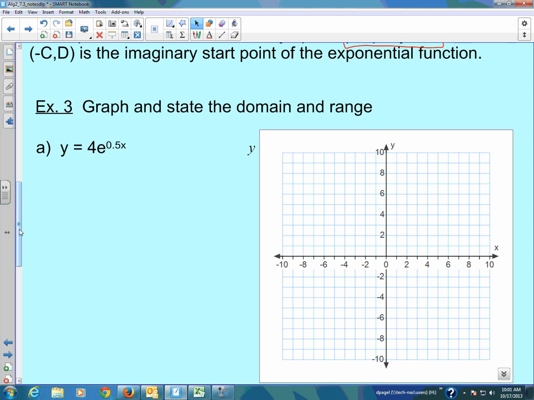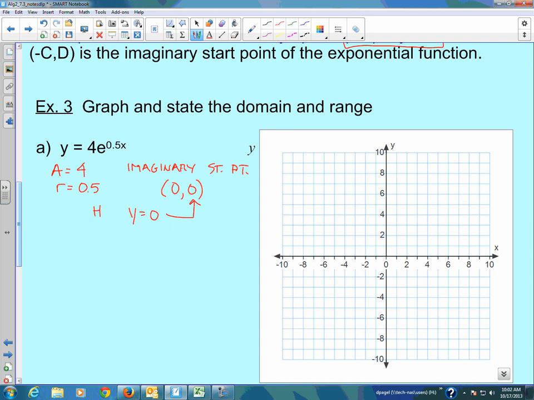So here we have, again, identifying the pieces. We've got a vertical stretch factor of 4. I see my r value is 0.5. There is no left or right. So in terms of my starting point, which again is an imaginary one, the imaginary start point would be 0, 0. And remember that these imaginary start points, we don't physically go through them. And y equals 0, again, the d value is your horizontal asymptote in this problem. So we put our horizontal asymptote in there, y equals 0.